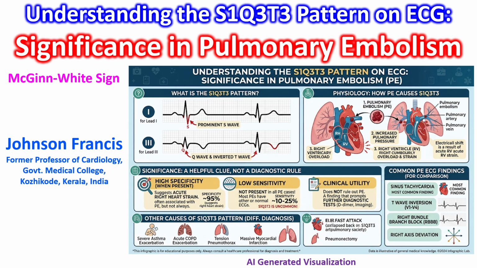The S1Q3T3 pattern, the McGinn-White sign, with initial description in the Journal of the American Medical Association in 1935, is the most famous ECG finding associated with a pulmonary embolism. But its clinical reputation often outpaces its actual diagnostic utility. While historically taught as the classic sign of pulmonary embolism, the clinical reality is that it is highly specific for acute right ventricular strain, but notoriously insensitive for pulmonary embolism itself.